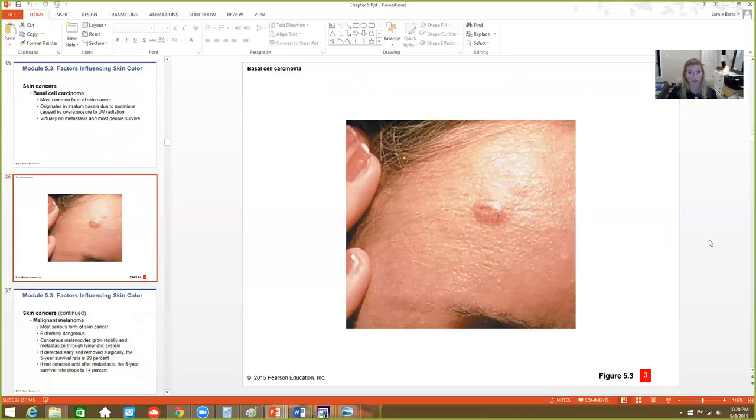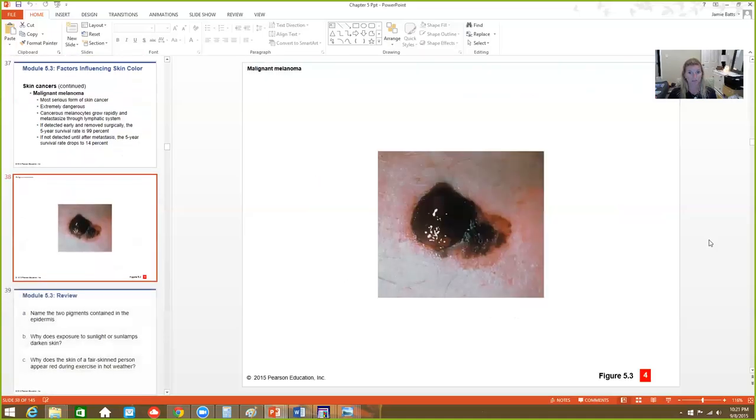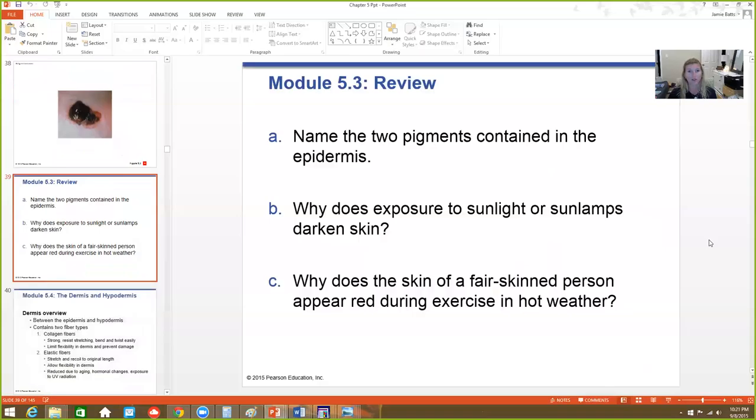Something like malignant melanoma is very different. This is a very serious form of skin cancer. It's the most dangerous. These cancerous melanocytes grow very rapidly. They metastasize through the lymphatic system, which once those cells get into the lymphatics, they can go all over the body, to the brain, to the stomach, to the liver, wherever. It can be detected early, and the survival rate's very, very high, but if it's not detected and it metastasizes, the survival rate plummets. Can be very dangerous. You would definitely want to go to the doctor if you had something like that growing on your skin. Again, pause the video so you can go back and answer and review these questions.